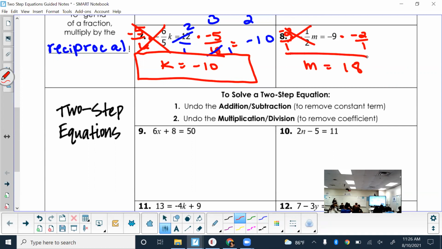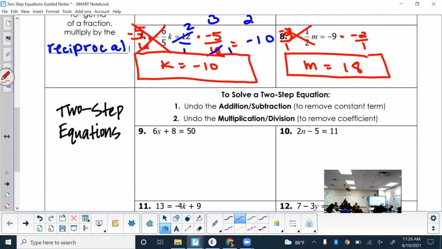+18. Should be positive. Yeah, nice. All right, good. All right, because this was a -1/2, so the reciprocal should be like -2. Questions about fractions? All right, so all of those were one-step equations.